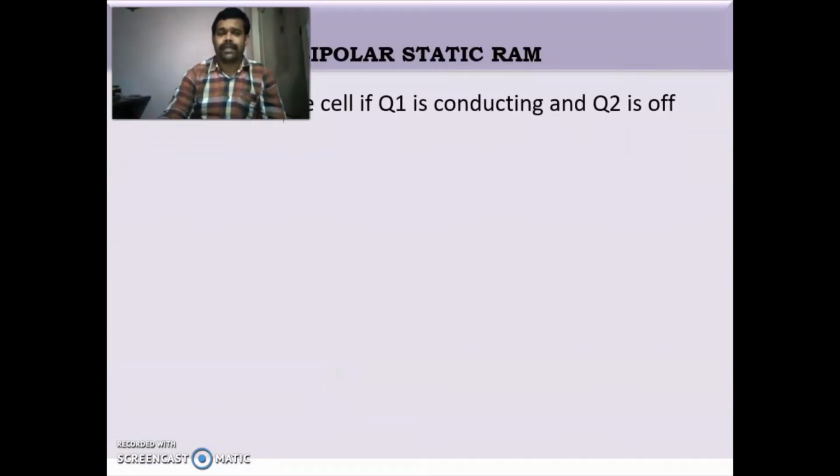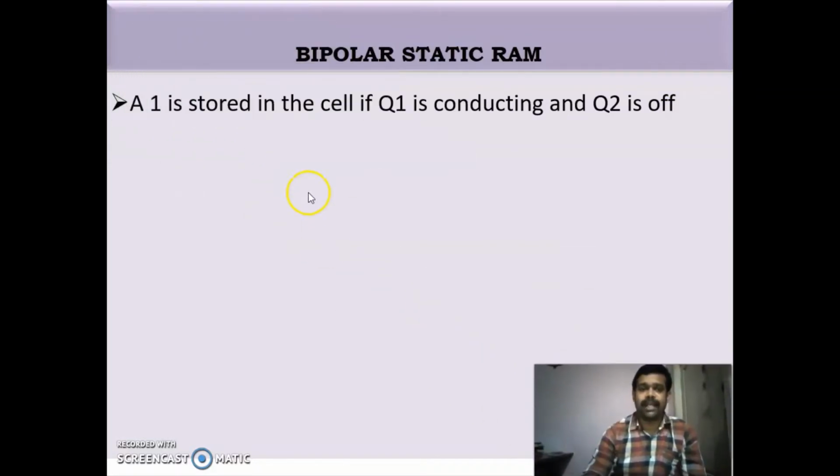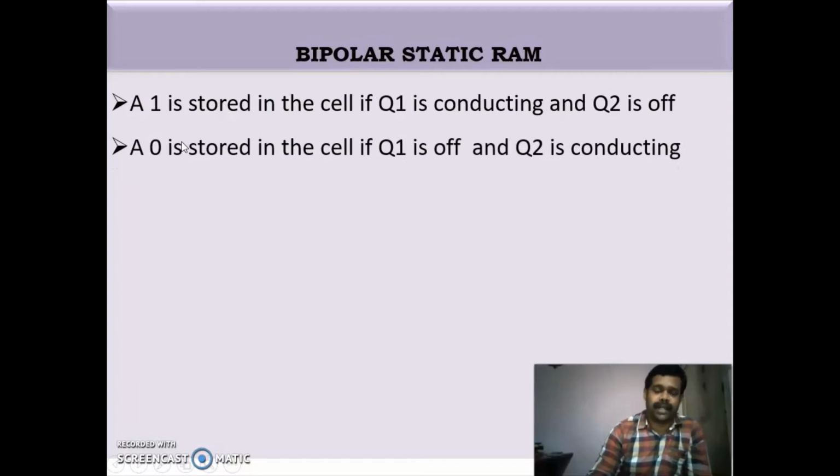Now a 1 is stored in the cell if Q1 is conducting and Q2 is off. We know that there are two transistors. If transistor Q1 is conducting, then a 1 is stored in the flip-flop. A 0 is stored in the cell if Q1 is off and Q2 is conducting. If Q2 is conducting, a 0 will be stored in the cell.